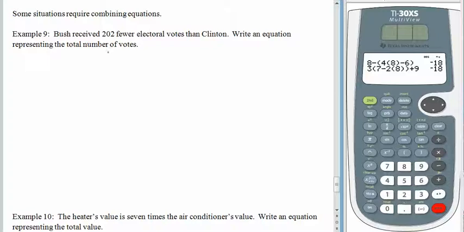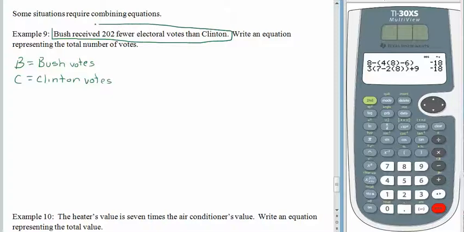Anyway, total number of votes. That's going to be our main equation. But we've got more information here about one of our candidates. That's going to give us a mini equation. Here's what I mean. Let's let B talk about the Bush votes. And let's let C talk about the Clinton votes. This line right here is going to give us that mini equation.